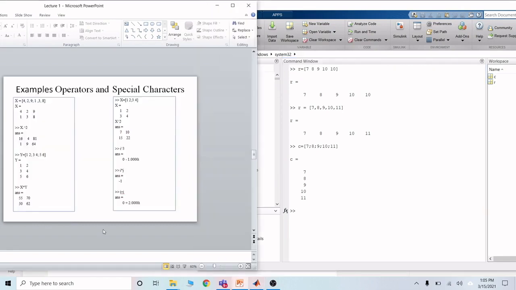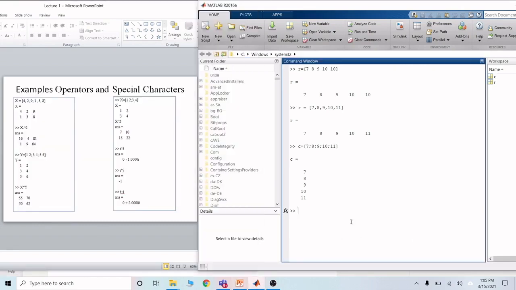Now, example, this. I clear the workspace and CLC. X equals 4, 2, 9, semicolon. This is the first row, and then the second row: 1, 3, 8. First row is 4, 2, 9 and second row is 1, 3, 8.